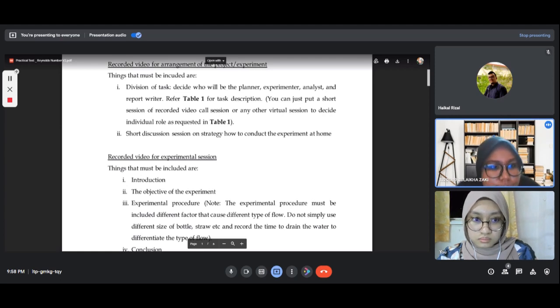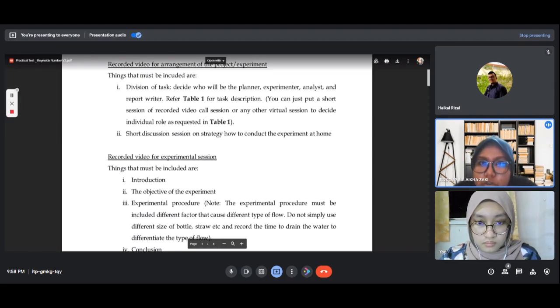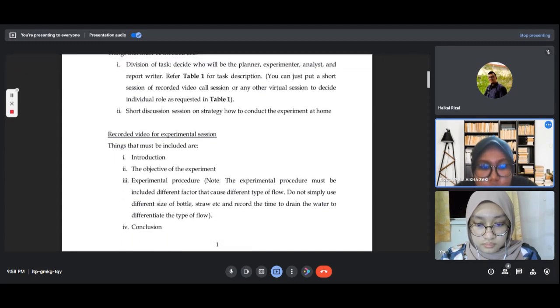Then the things that we must include in the recorded video are the introduction, objective, and experimental procedure, which includes the pictures of the procedure that we do. Then lastly, it is the conclusion.